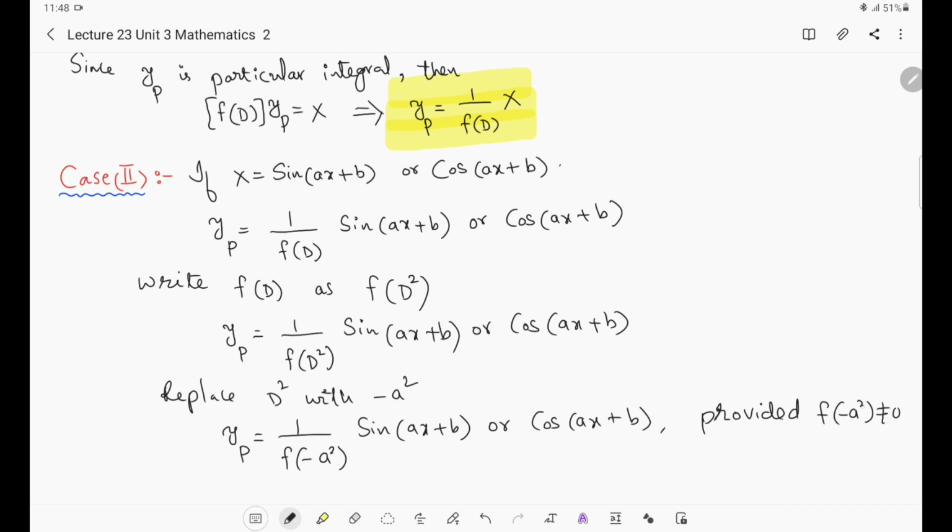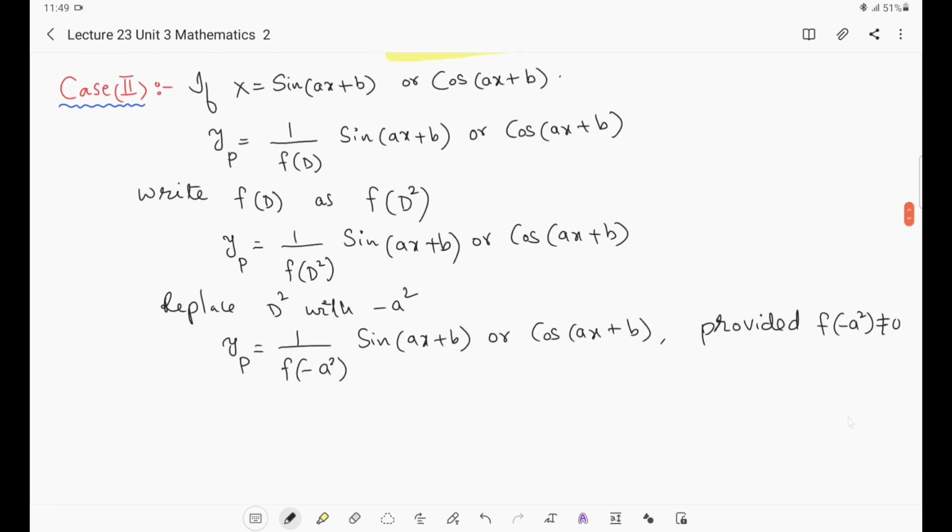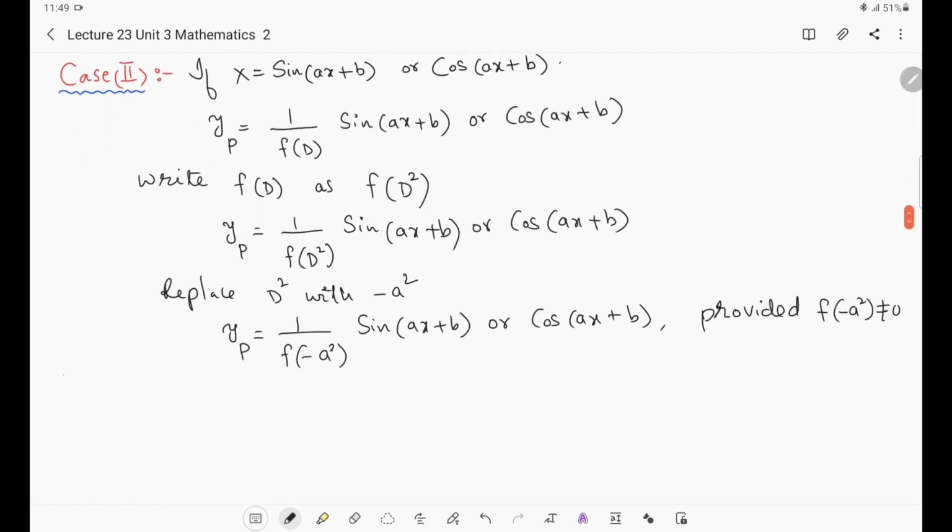Right, provided this condition f of minus a square is not equal to 0. If this is not equal to 0, then in case of X is sine or cos, the particular integral yp is given by 1 by f of minus a square sine of ax plus b or cos of ax plus b, provided this f of minus a square is not equal to 0. Suppose this f of minus a square is 0. What will happen?